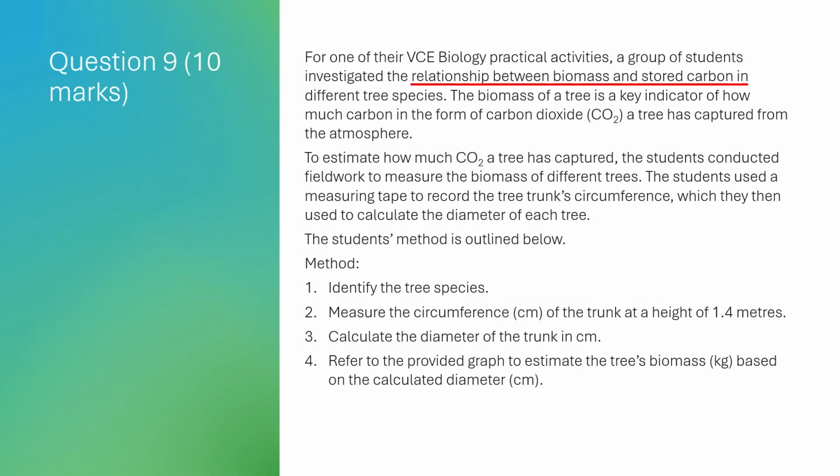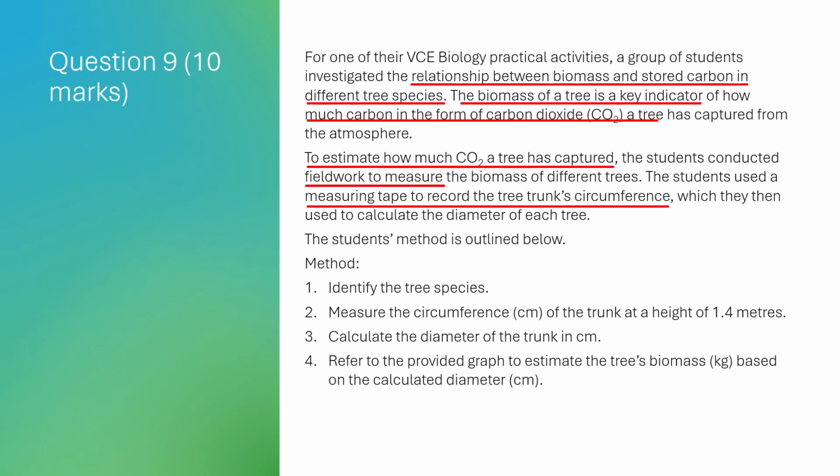For one of their VCE biology practical activities, a group of students investigated the relationship between biomass and stored carbon in different tree species. The biomass of a tree is a key indicator of how much carbon, in the form of carbon dioxide, CO2, a tree has captured from the atmosphere. To estimate how much CO2 a tree has captured, the students conducted fieldwork to measure the biomass of different trees. The students used a measuring tape to record the tree trunk circumference, which they then used to calculate the diameter of each tree. The students' method is outlined below.